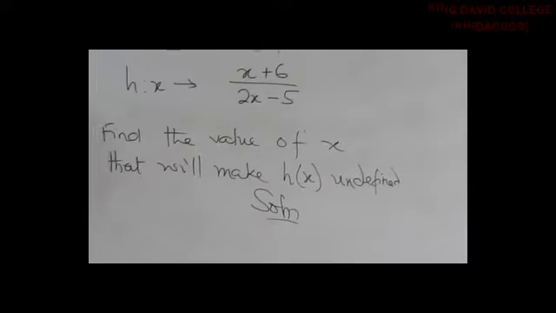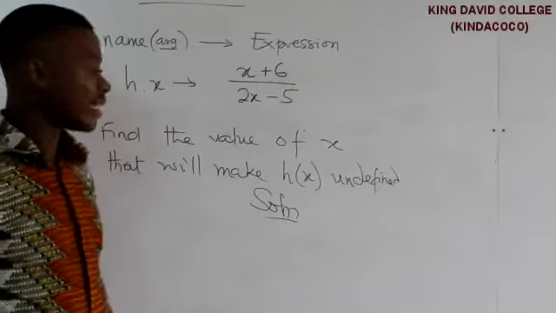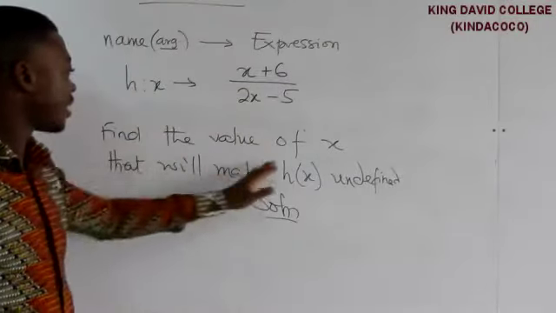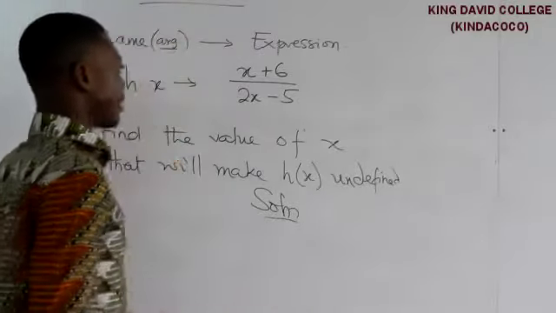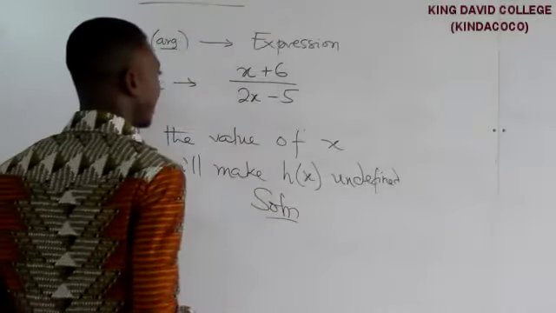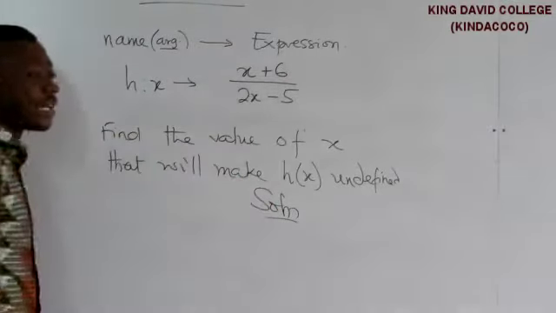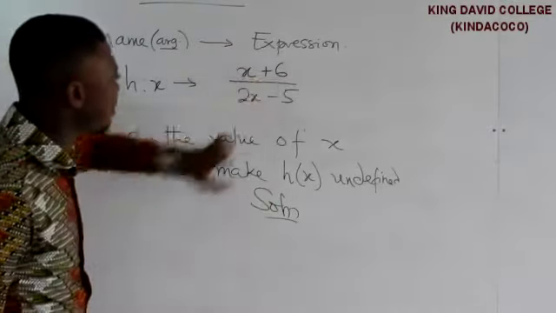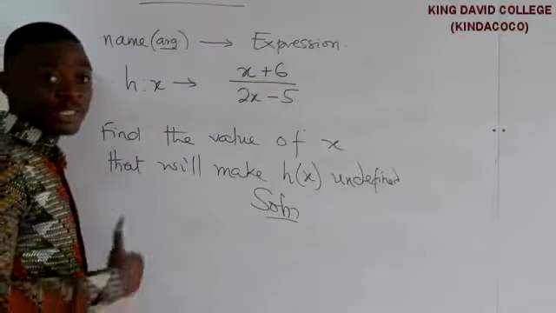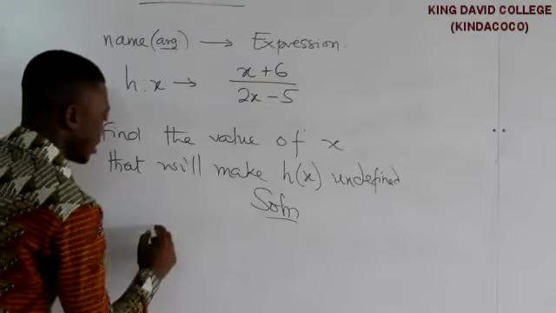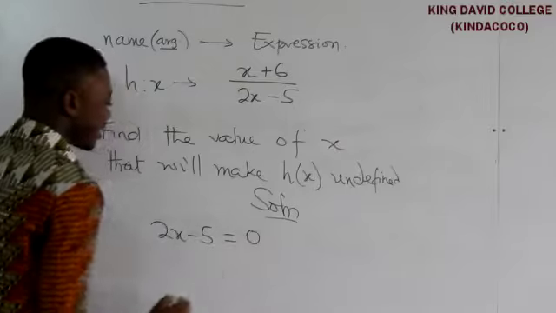So consider this new function, x plus 6 over 2x minus 5. And you have to find the value of x that will make this undefined. Just like we learned just now, you only have to concentrate on the denominator. So you just pick the denominator of this function here, and then you equate it to 0. So you just have this 2x minus 5, and then you equate it to 0.